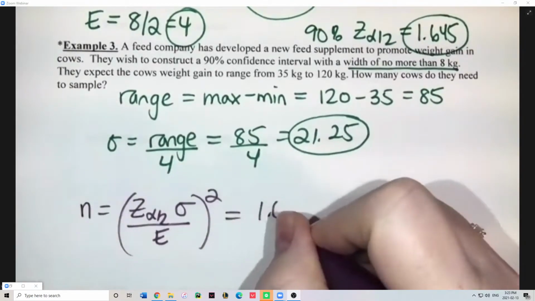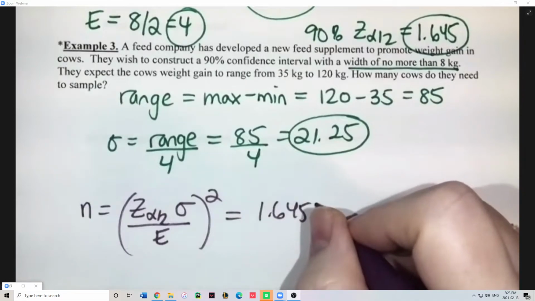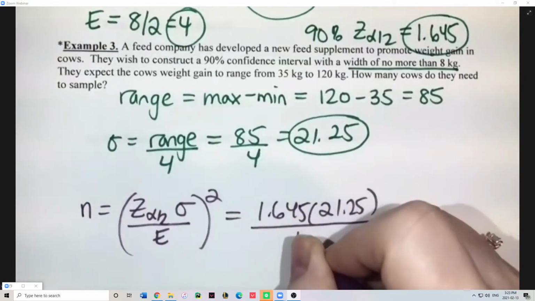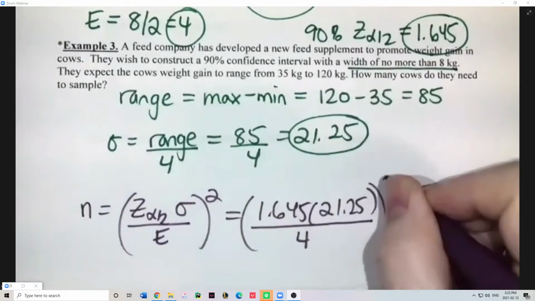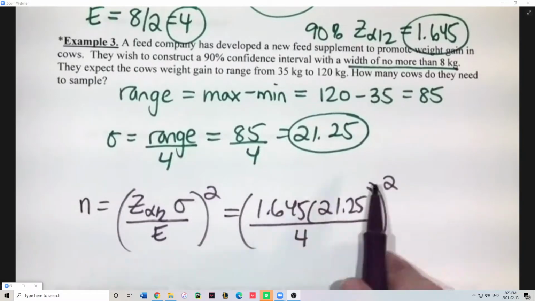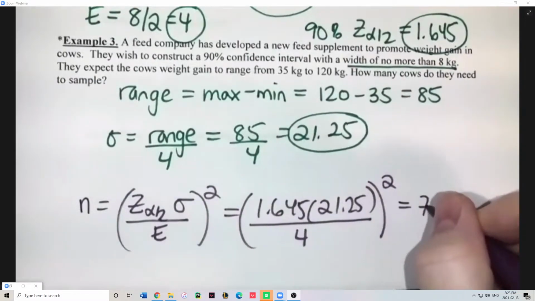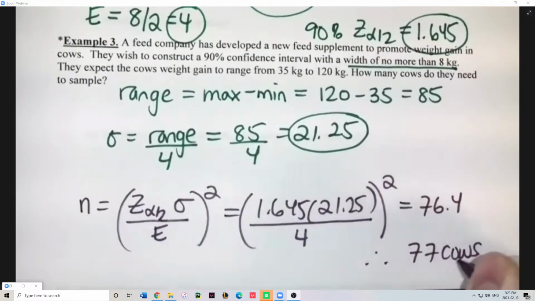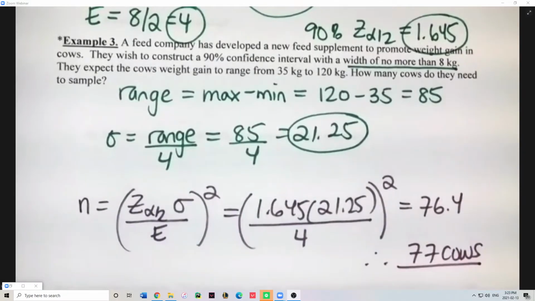Okay, so this would be 1.645 times sigma, 21.25, all over the margin of error, which is 4. And then once you divide by 4, you've got all this typed in, then hit the square button. It should be 76.4, so therefore always round n up. So 77 counts.